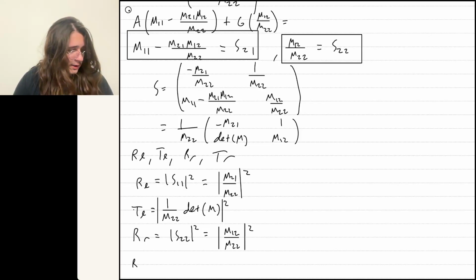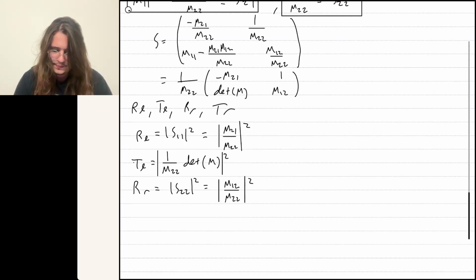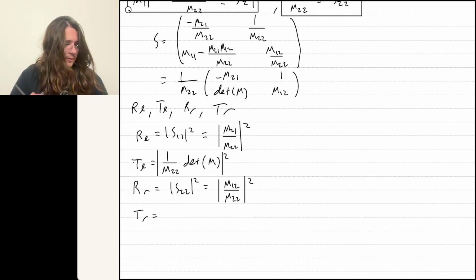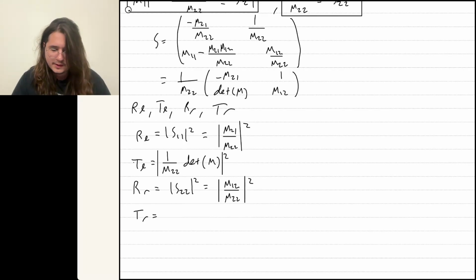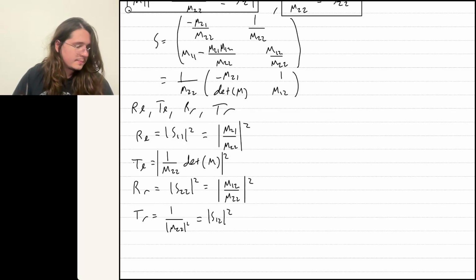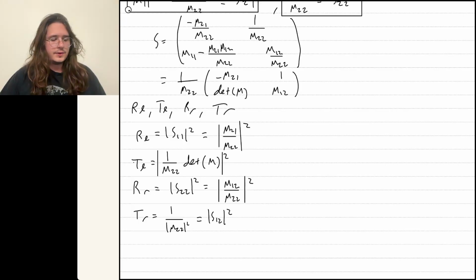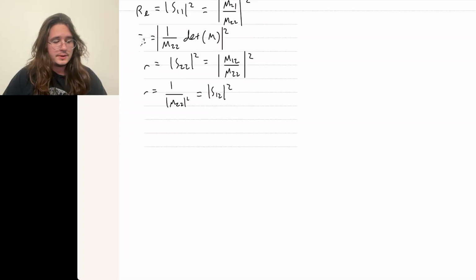And then finally, TR down here is equal to the mod squared of S12. So 1 over the mod squared of m22. I guess I better write it. It's S12 squared, right? Fine, okay, so now we can move on to part B.